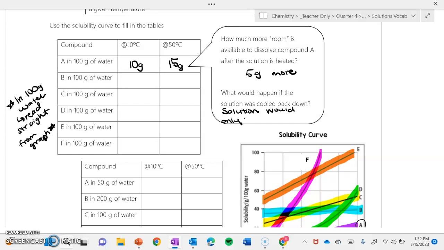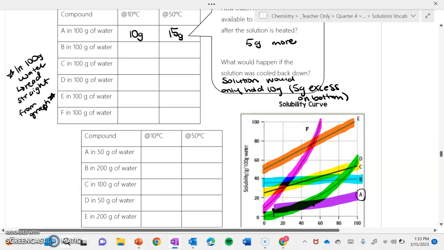Would only hold 10 grams, so we'd have 5 grams excess on the bottom. And again, that's why a supersaturated solution, or one that's been manipulated by heating, is unstable, because as soon as it cools back down, it will just become excess on the bottom. So let's continue reading from the graph our values at these different temperatures.